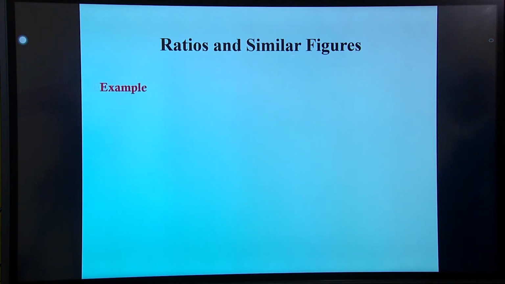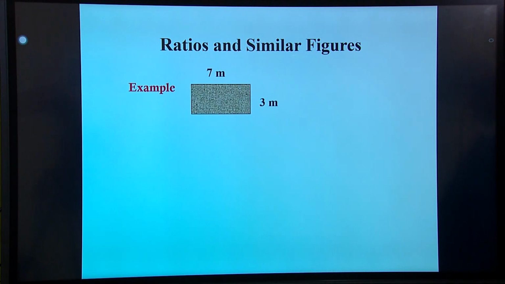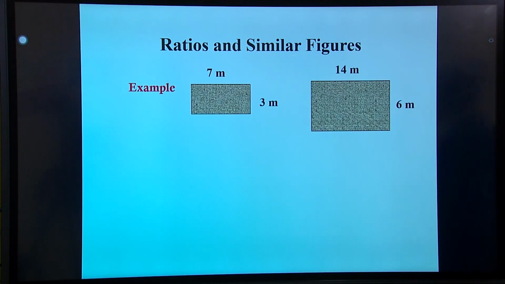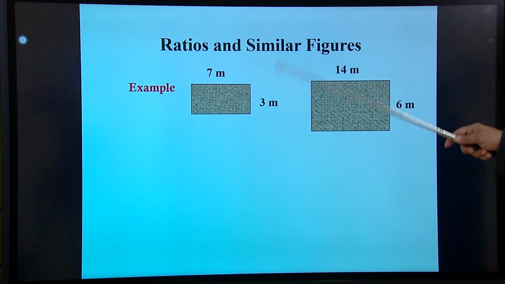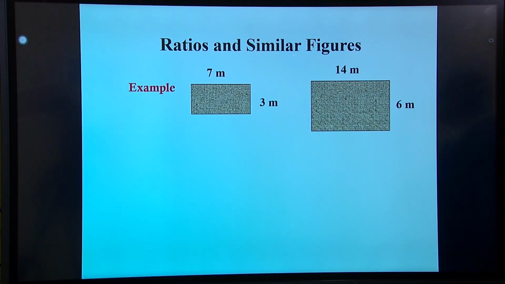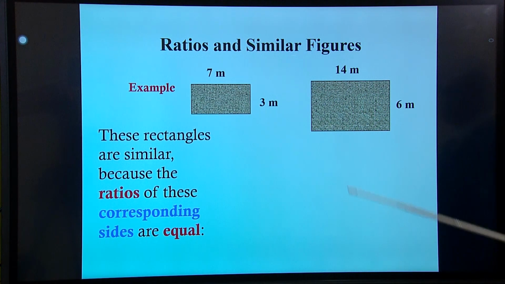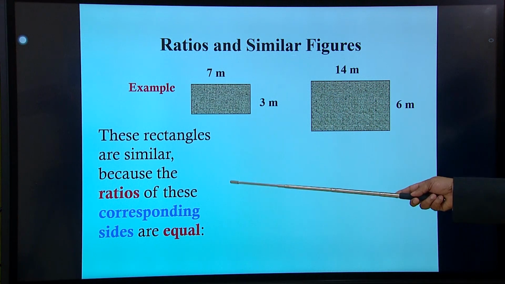Right. Let's look at an example. So if I have two rectangles, we say these two rectangles are similar if the ratios are equal. Let's explain the story about ratios. Ratios, as we know, is what? It's a fraction. And we want those fractions to be equal. So they are similar because the ratios are equal.